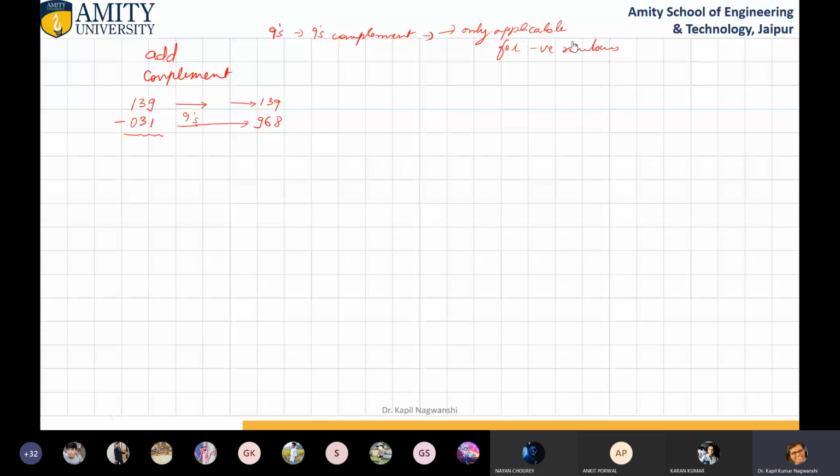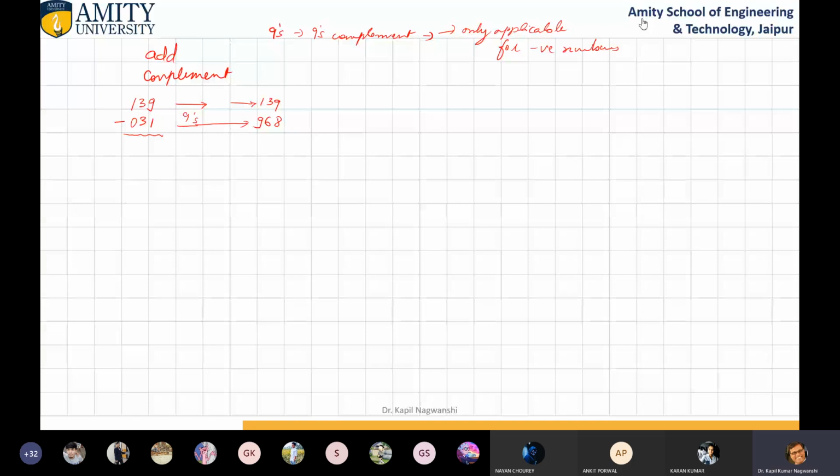Okay, so this is visible to you, 139 and 968. 968 is the 9's complement of this number. If we subtract a 2-digit number from a 3-digit number, it will produce a maximum 3-digit number, but the answer is coming in 4 digits. So let us add together. We need to add because the computer only understands addition and complement, and we need to go for subtraction.